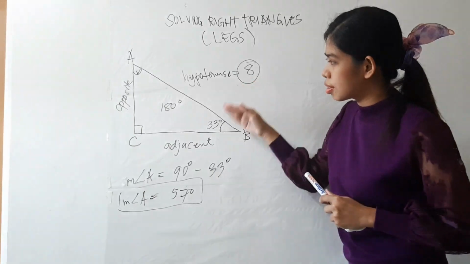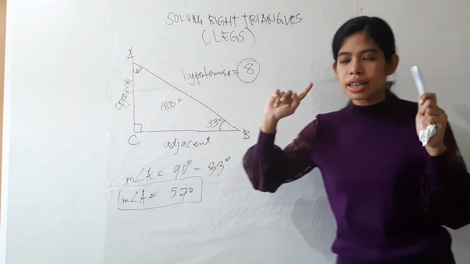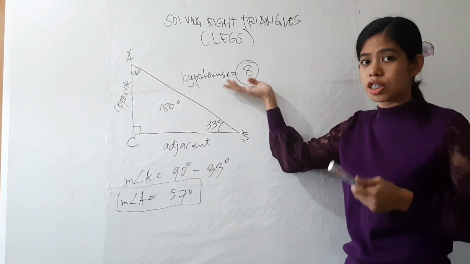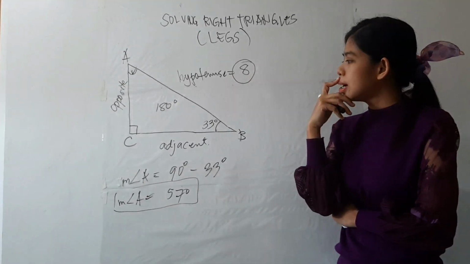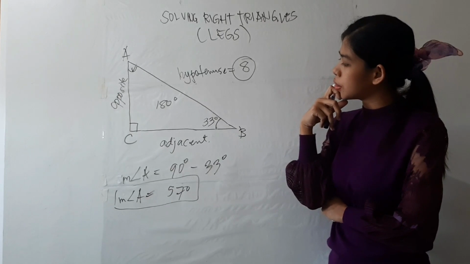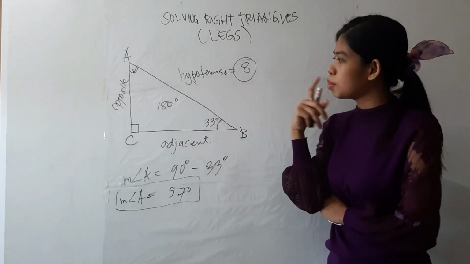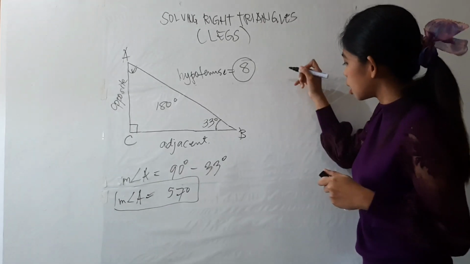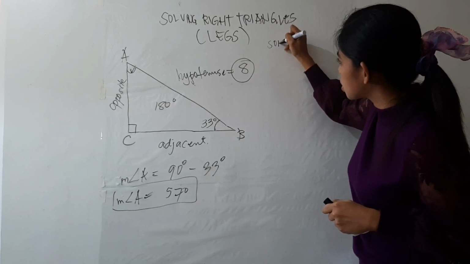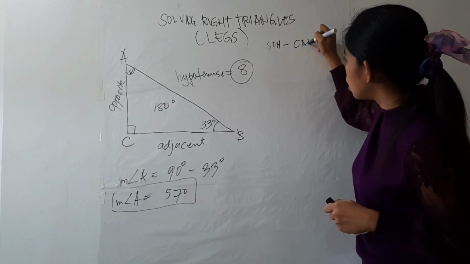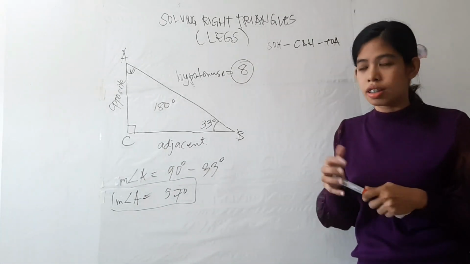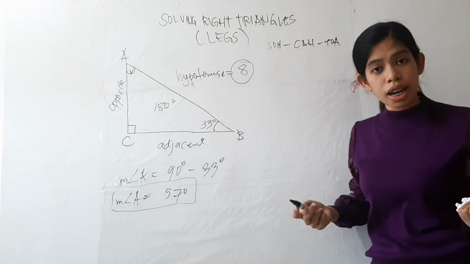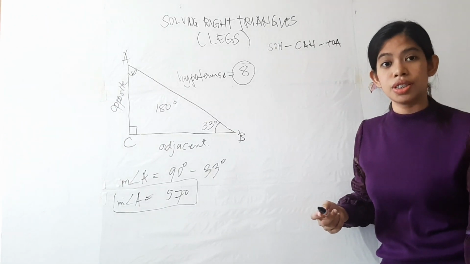We may now proceed to the sides. And one side given is the hypotenuse side, which measures 8 units. Okay? Now, since angle B is already given, together with the hypotenuse, we may now think whether we are going to use the mnemonic SOH, CAH, or TOA. And how are we going to decide? Okay, it's up to you. Which side would you want to find out first?